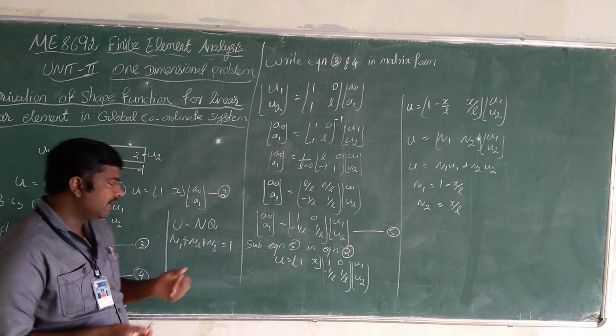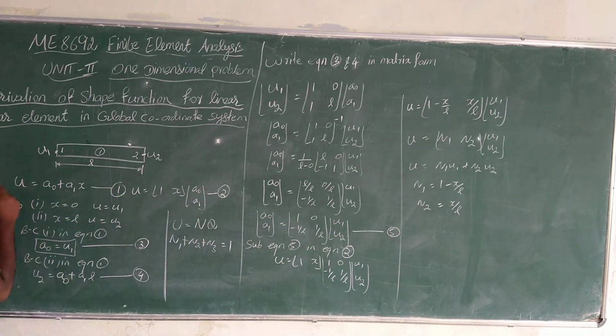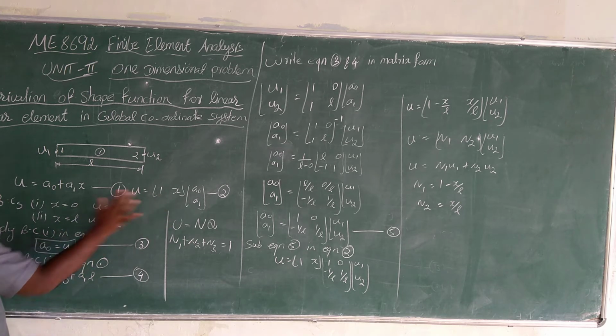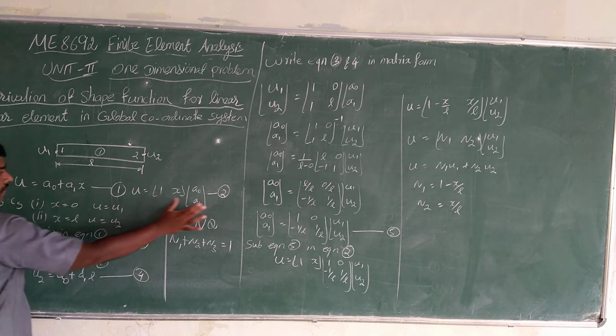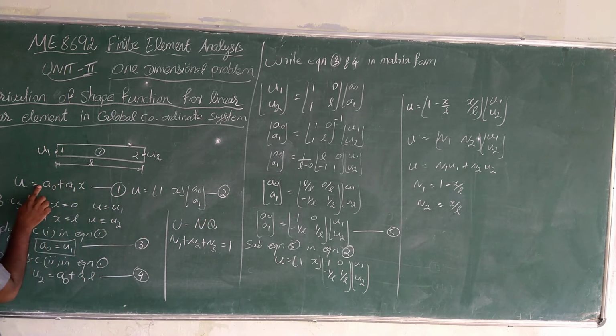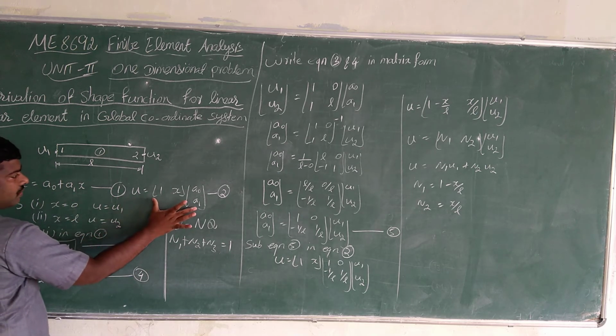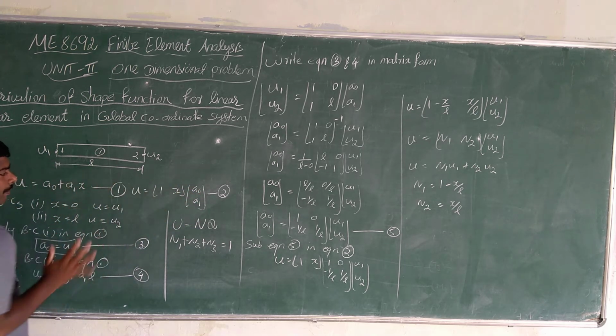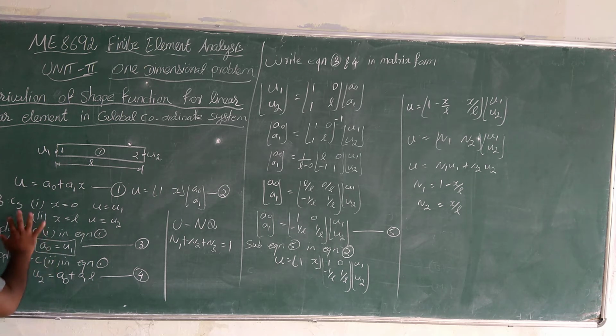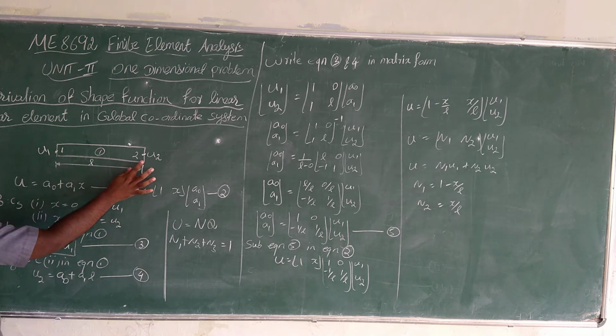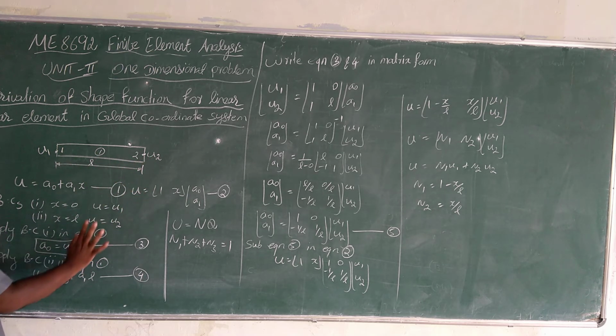But here, for the linear bar element, the polynomial function, that is the interpolation function, is u equal to a0 plus a1 x. So this is equation 1, and this equation 1 is written in matrix form. So therefore here a0 and a1, 1 x. And the boundary conditions are: at node 1, x equal to 0, u equal to u1; at node 2, x equal to L and u equal to u2.